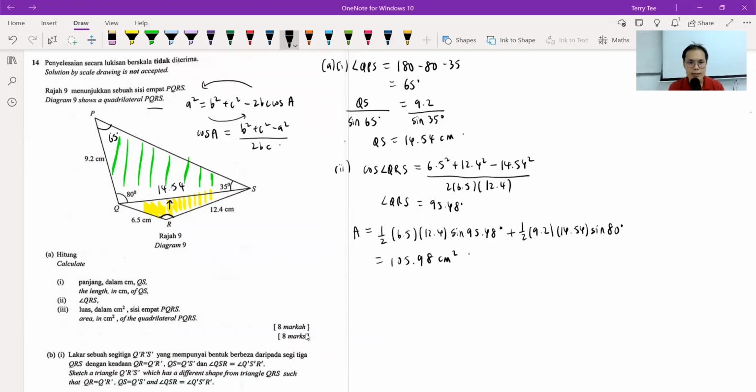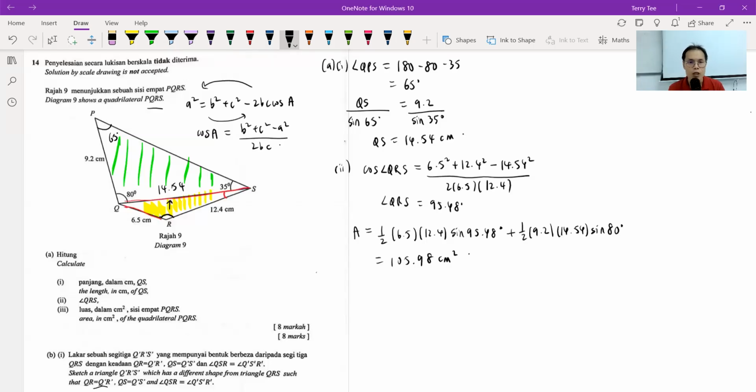Now, lastly, you're supposed to sketch a triangle Q'R'S', which has a different shape from triangle QRS, such that the lengths QR and Q'R' are maintained. So I'm going to maintain this length. This length is going to be the same. And QS is also maintained. The angle QSR equals Q'S'R'. This angle is also maintained. Now remember, this is called the idea or the concept of ambiguity, or the ambiguous case.